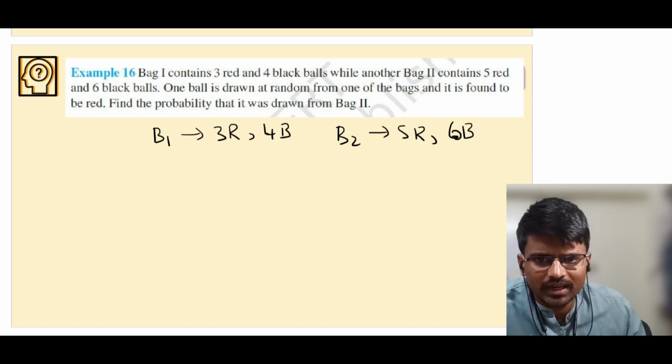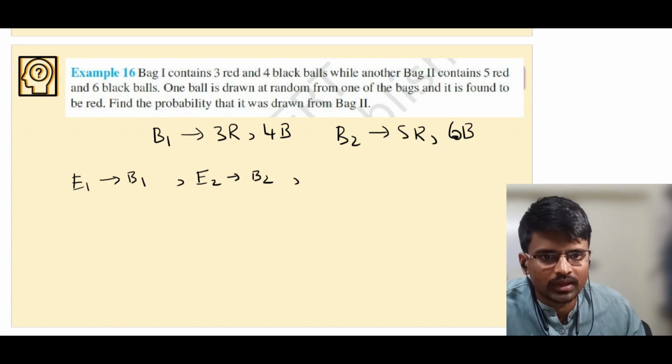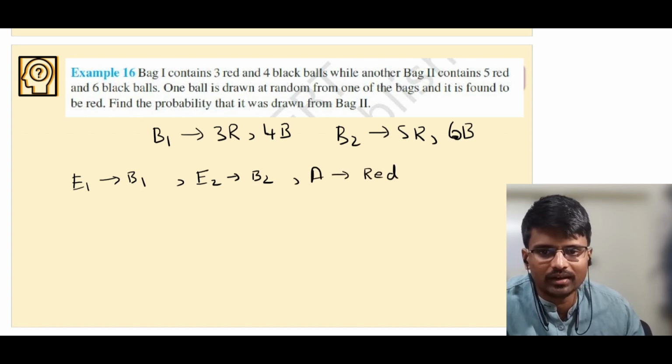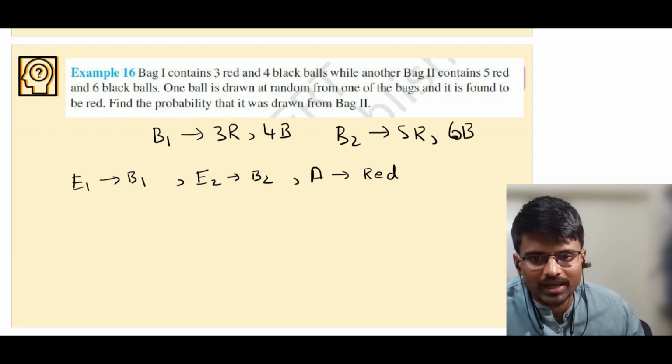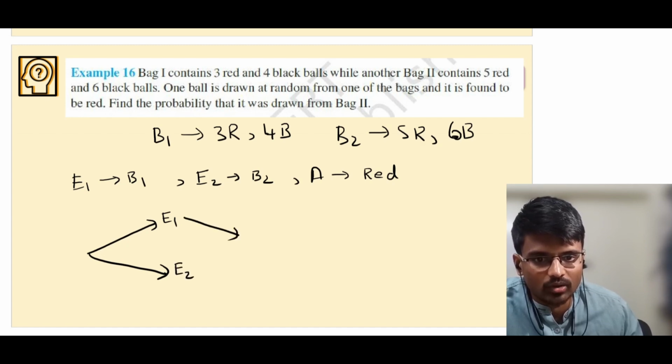So here our E1 is bag 1, choosing bag 1, E2 is choosing bag 2, and A is the red, getting a red ball. So how will my diagram be? As I have two arrows, so I'll have two events, one arrow for E1 and the other for E2. Then again a connecting arrow for A.